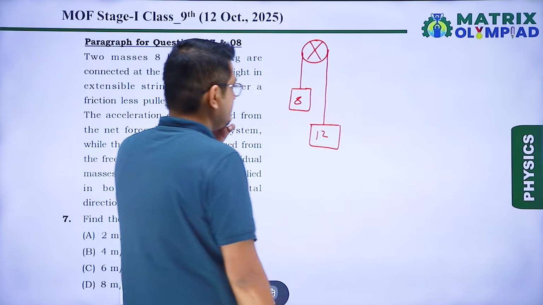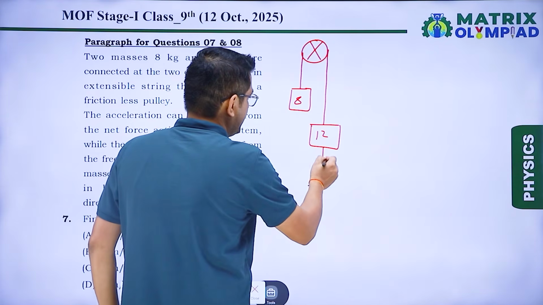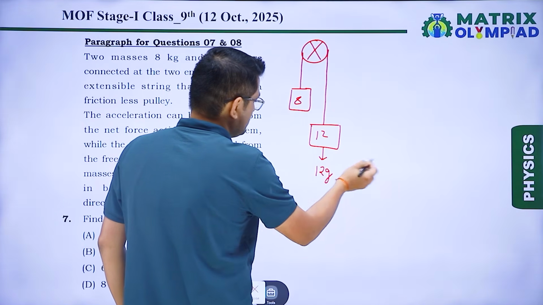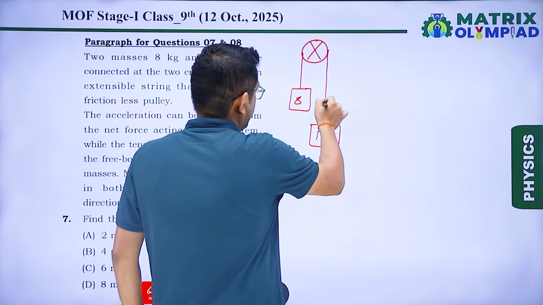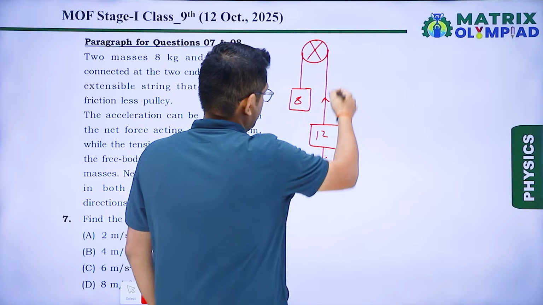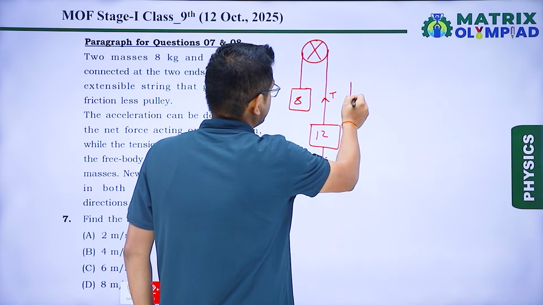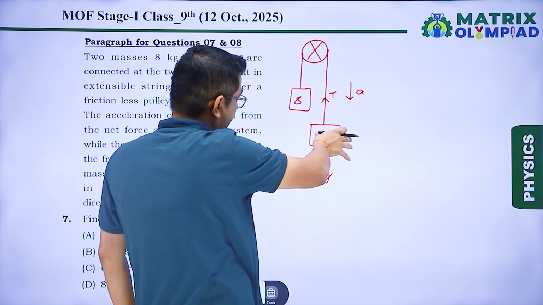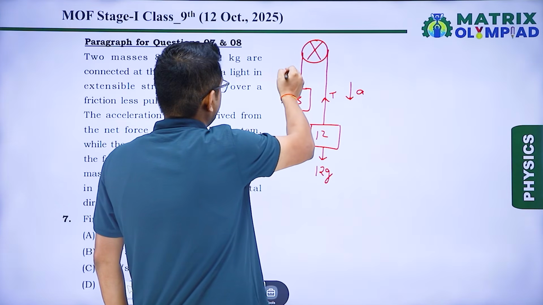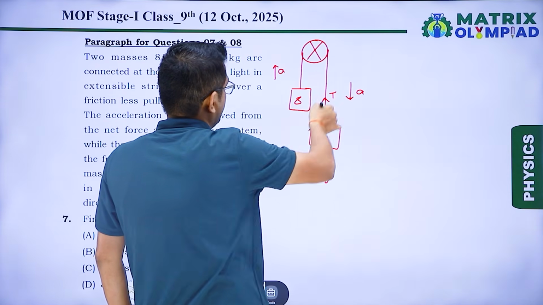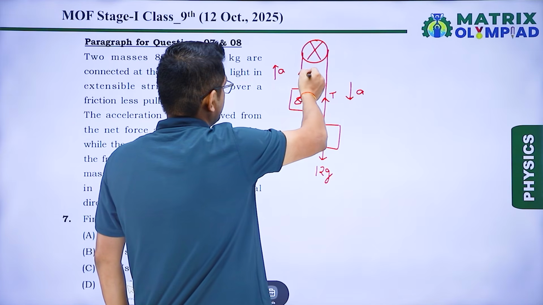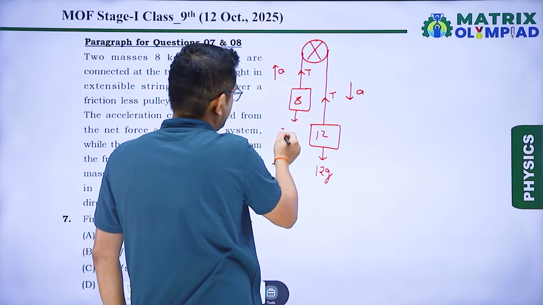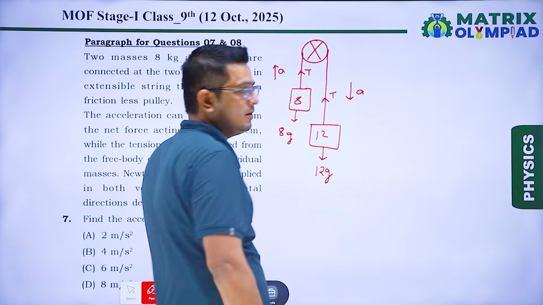So let us draw a free body diagram first. Weight will be acting in the downward direction, so we'll write 12 into g. Tension will act in the upward direction. Because it is heavier, the net acceleration will be in the downward direction. On this side the acceleration will be the same, but in the upward direction, and because the string is the same, the tension will also be the same in the upward direction, and weight will act in the downward direction, that is 8g, since W equals mg.